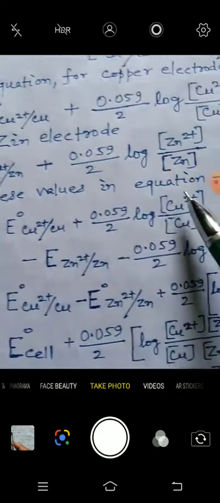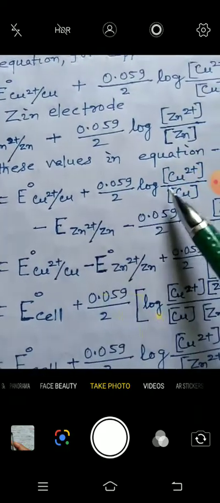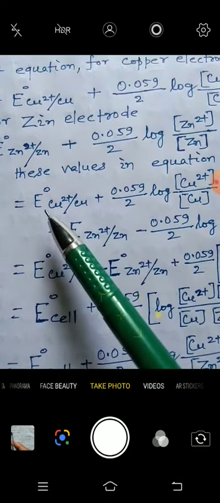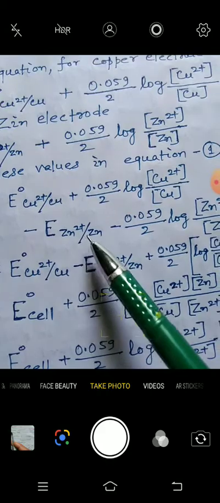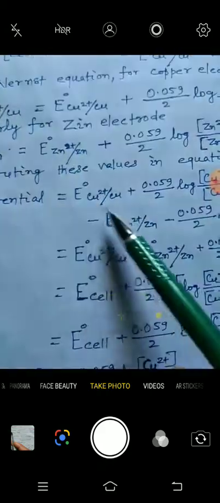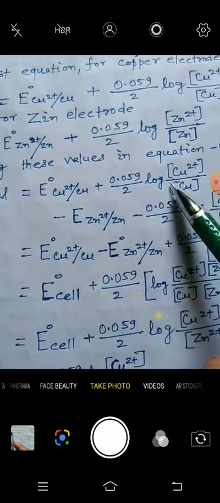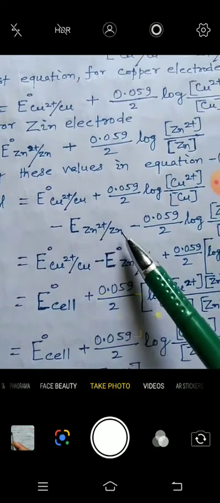Substituting these values in equation 1, the cell potential will be the electrode potential of the copper electrode, which is on the right hand side, minus the electrode potential of the zinc electrode, which is on the left hand side, according to the formula E cathode minus E anode.